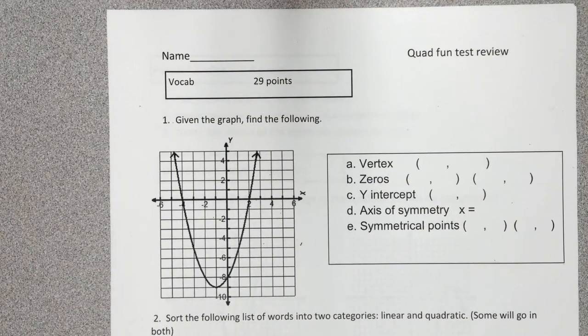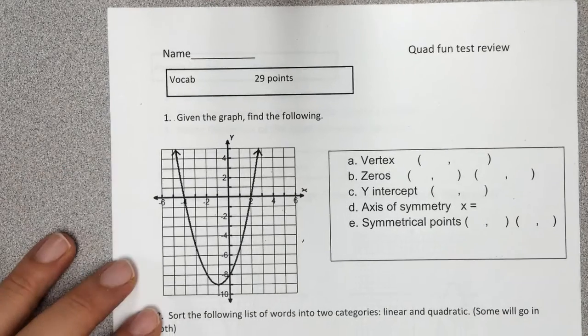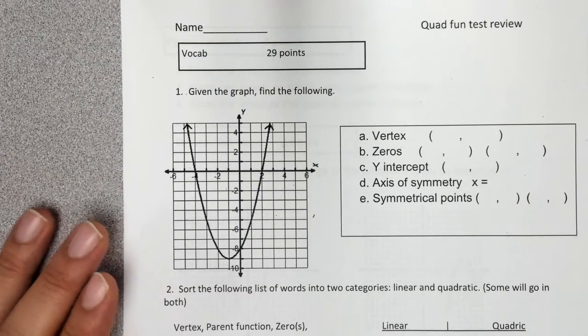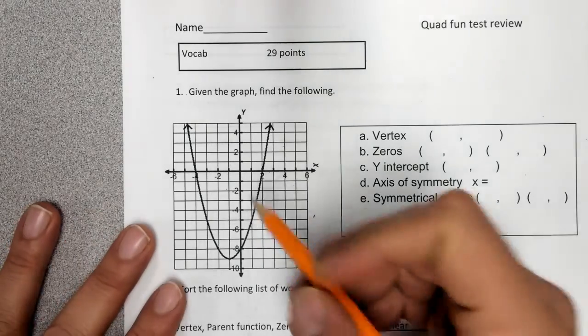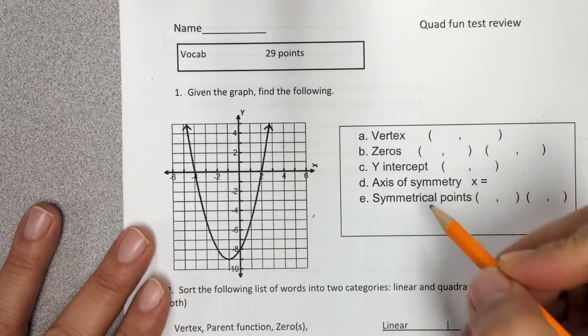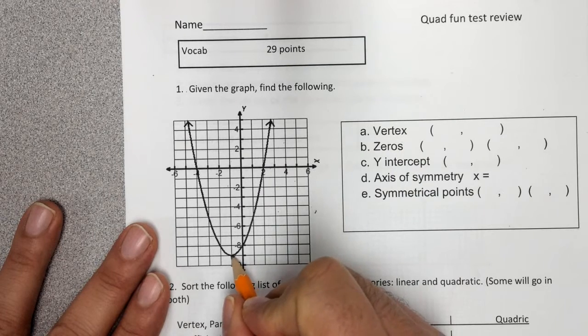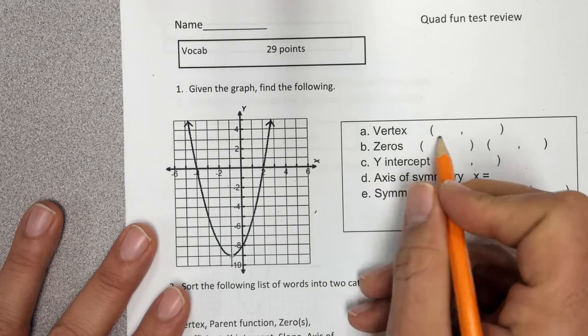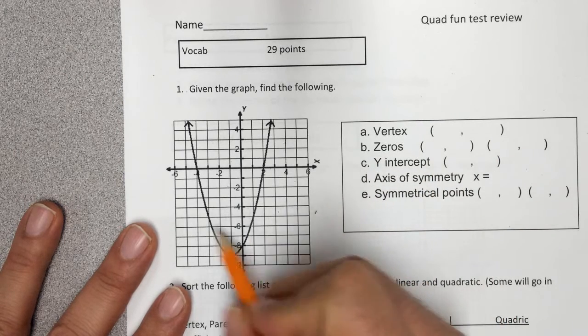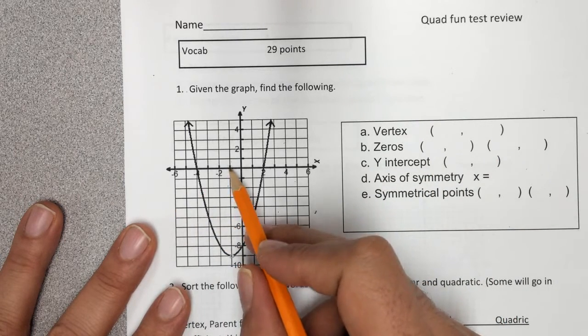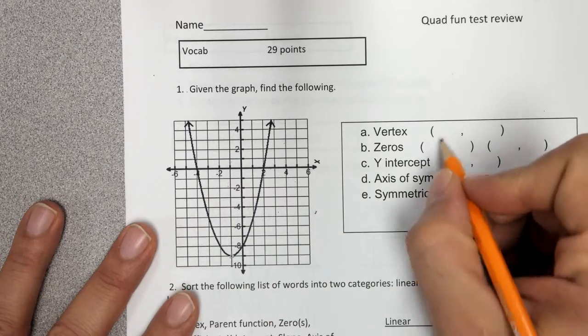Alright, the test is going to be this Friday, and the first part of the test is vocabulary, and there's 29 points off of that. The first part would require you to be able to look at a graph and remove all this information from it. The first thing is the vertex, and the vertex would be the middle point, which is right there. And as you can tell, the vertex is a point, so you need an x value and a y value. And this one right here, the x value is -1, and the y value is -9.